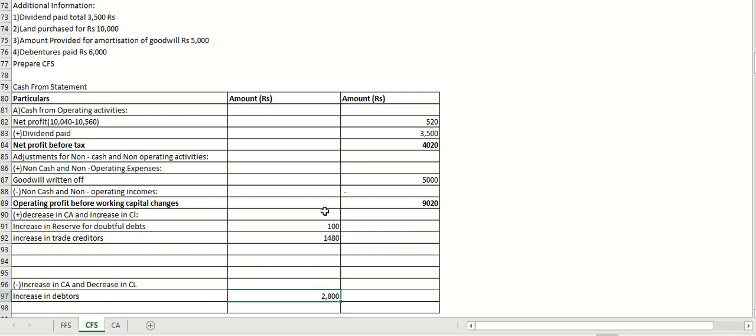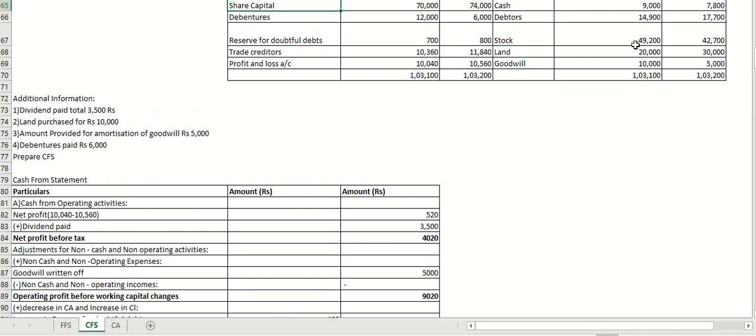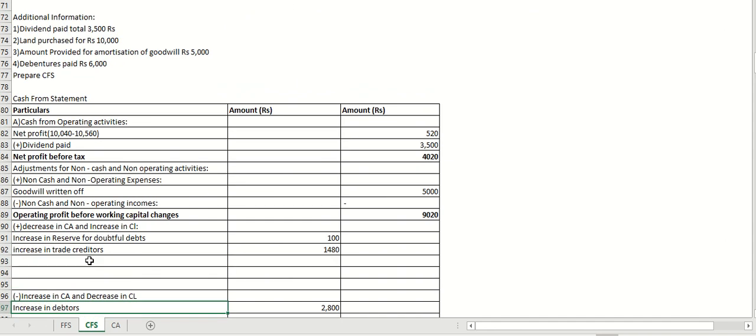And next current asset that we have is stock. So stock has decreased, so you will add it. So decrease in stock, it is 49,200 minus 42,700, which you will get the amount to be 6,500. So now let us add and see how much are we getting it.